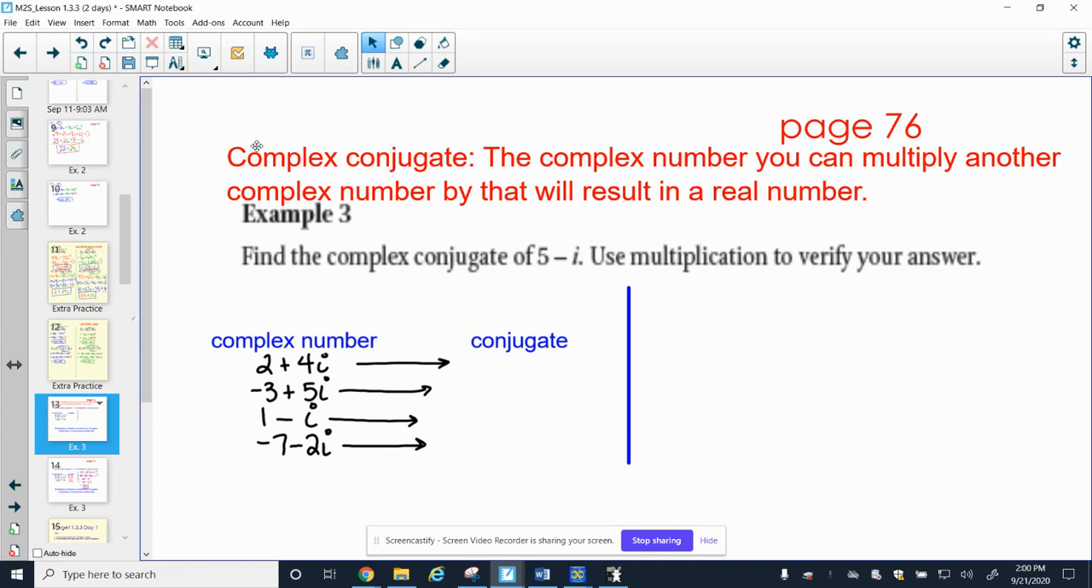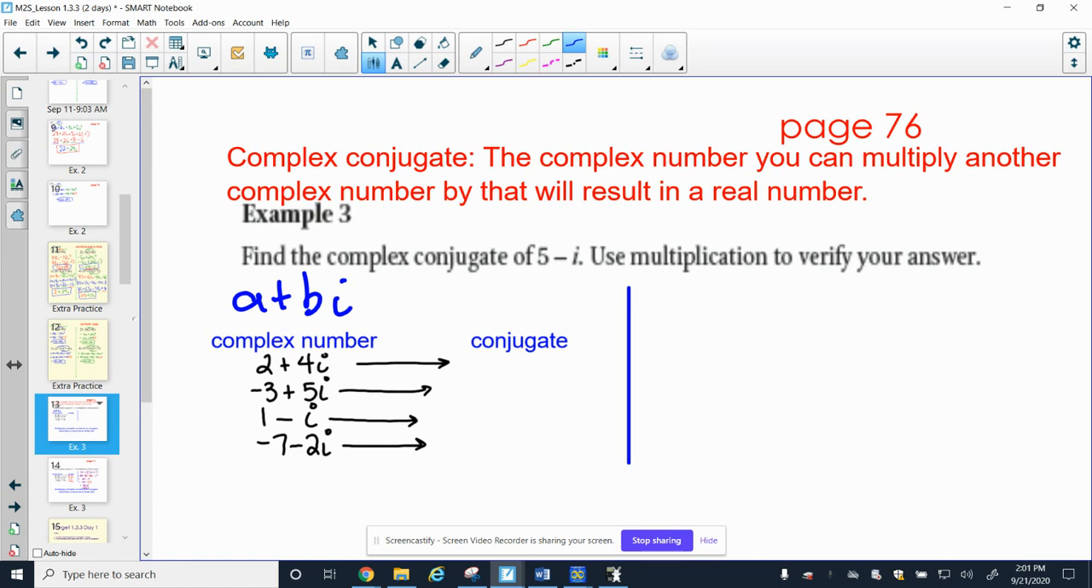Okay, so the complex conjugate. The complex conjugate is the complex number you can multiply another complex number by that will always result in a real number. Okay, not a complex number, a real number. So complex numbers are always written in the form a plus b times i. So in this case, for example 3, we're going to do this problem here where it says find the complex conjugate of 5 minus i and then use multiplication to verify your answer.